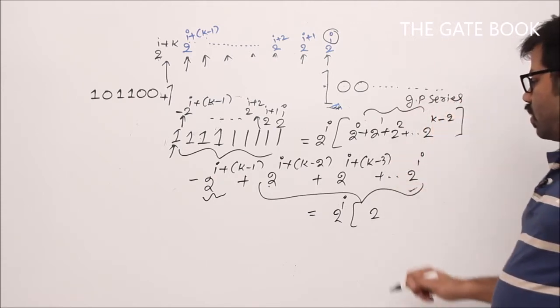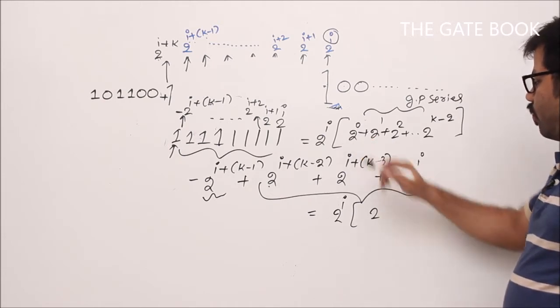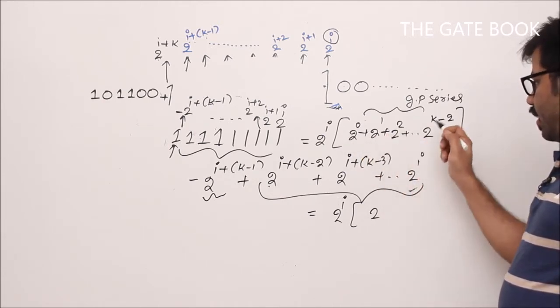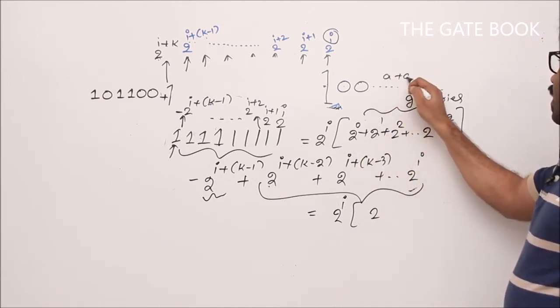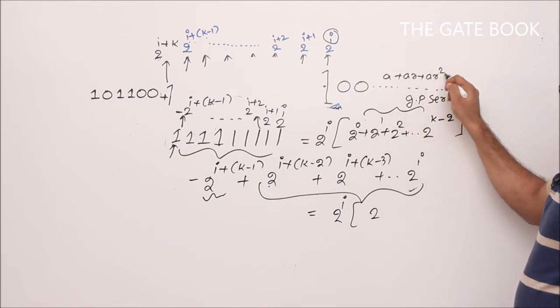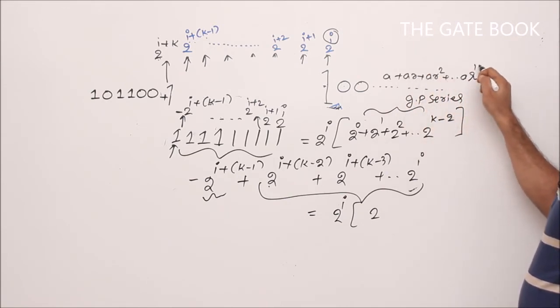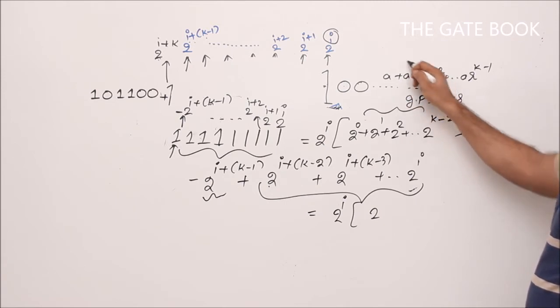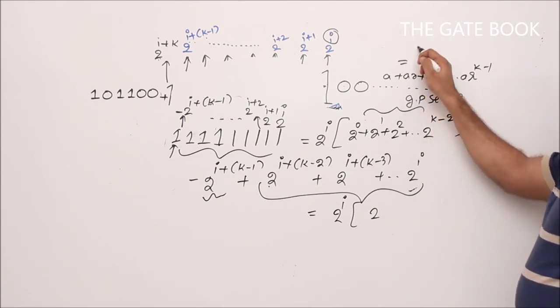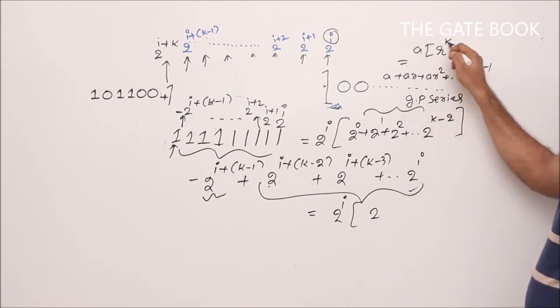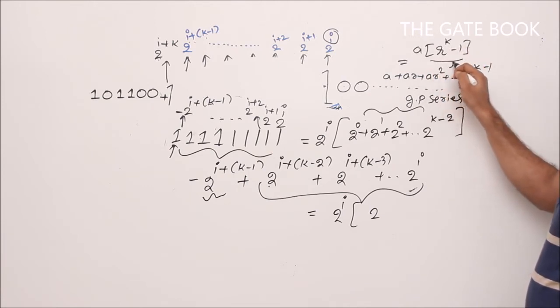So the formula for a GP series, summation, I am directly writing. Remember one thing: a plus ar plus ar square, so on up to ar power k minus 1, is a series like this, equal to a into r power k minus 1 by r minus 1. This is what I am using.